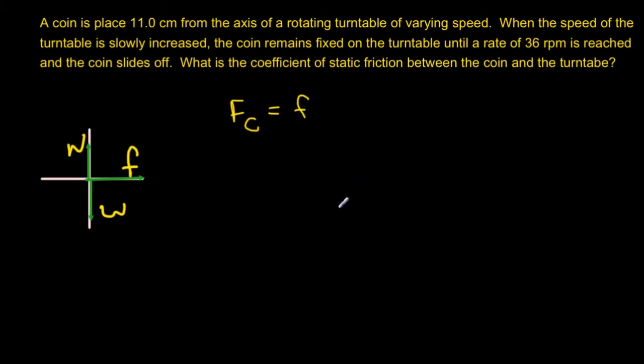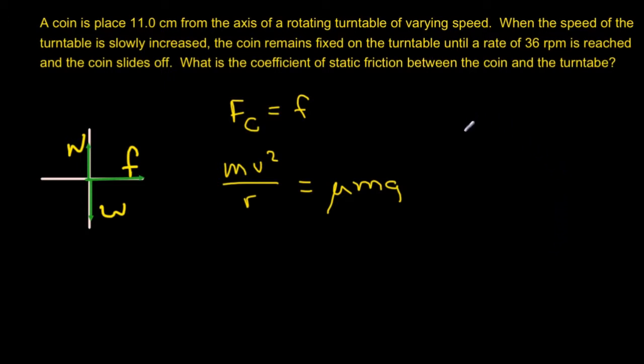Now we can make a few substitutions. Centripetal force we learned is mv squared over r, and frictional force is mu N, which will be mu mg. Now before we can start using our equations, we've got to do a few conversions here.